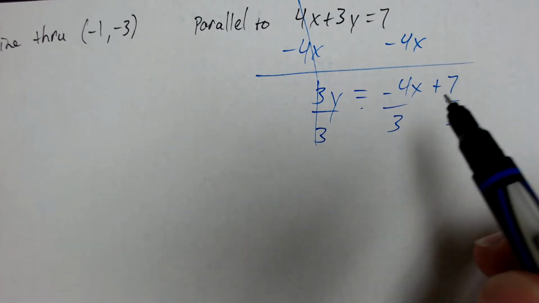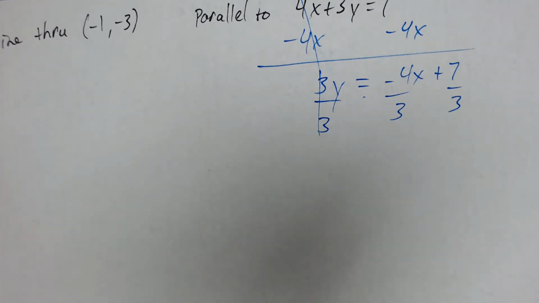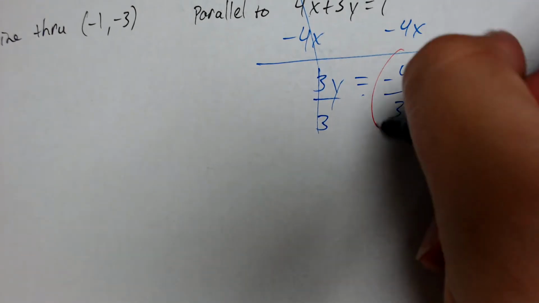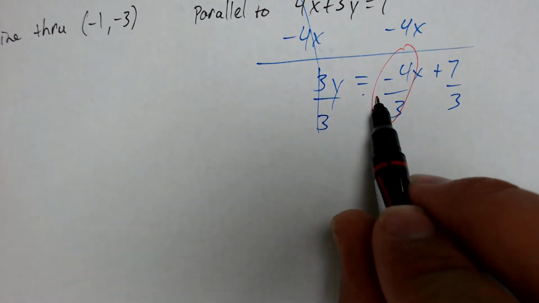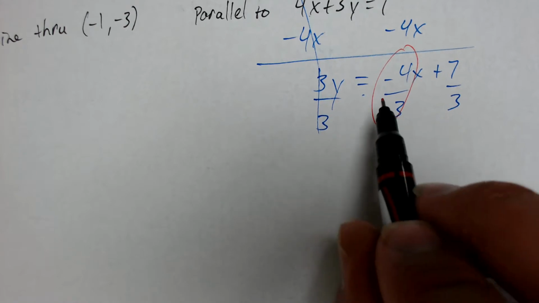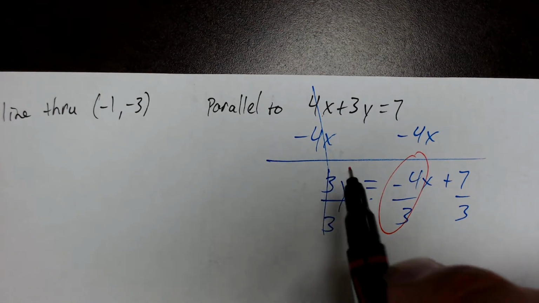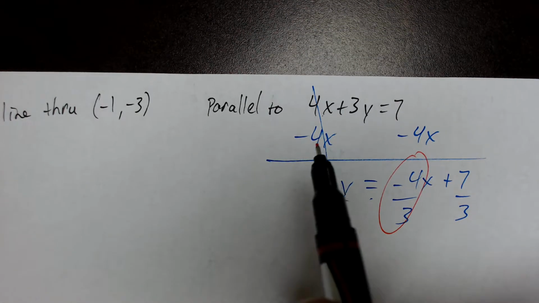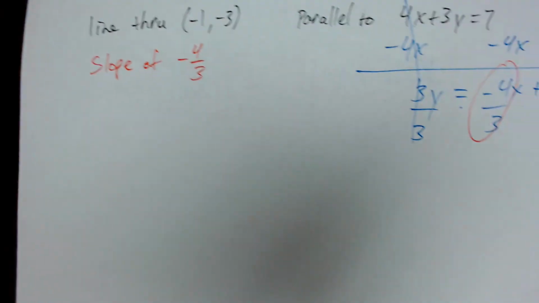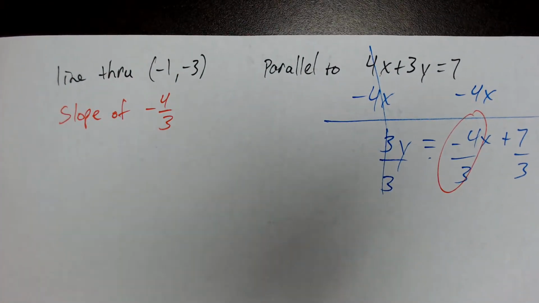Okay, so here I can see that the slope of this line is going to be -4/3. And that's the piece of information that I want. This is what I care about. I don't care about this last number, I just care about this right here. This is the slope of the line that's parallel to my line. So if the lines are parallel, then my line has a slope of -4/3. Same slopes.